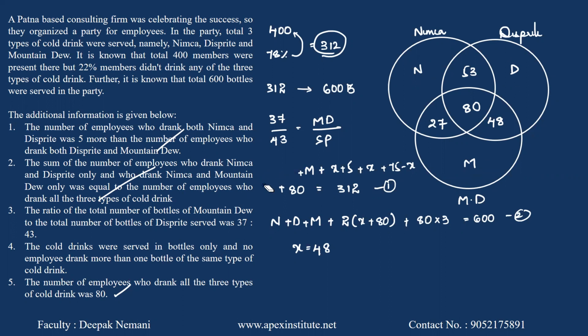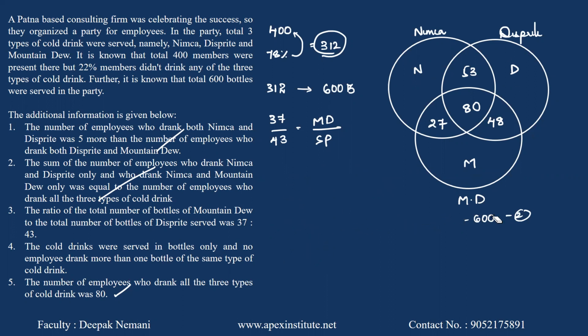So for that, we are given that the total number of persons drinking Mountain Dew to the total number of persons drinking Sprite is 37 is to 43. So drinking Mountain Dew, m plus 27 plus 80 plus 48 by d plus 53 plus 80 plus 27 is equal to 37 by 43.